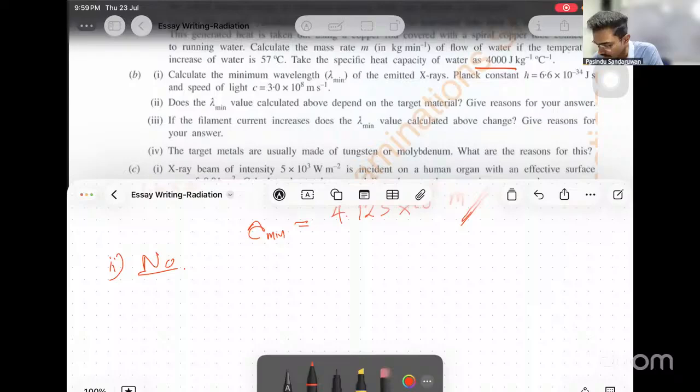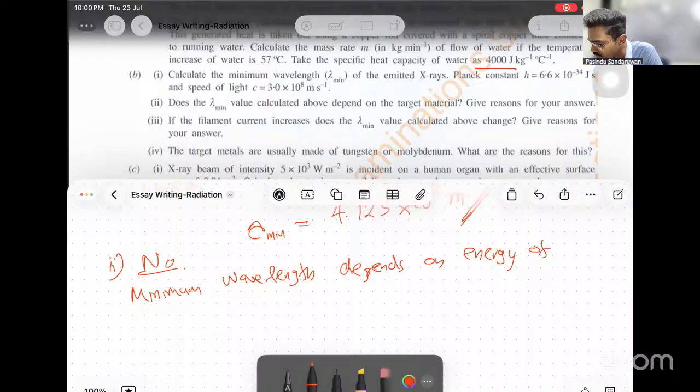So write down: minimum wavelength. This is unlike the photoelectric effect. That's why this question is asked, because in the photoelectric effect, lambda and frequency depend on the metal, but in X-rays, nothing such. Minimum wavelength depends on the energy of photons. It varies with potential difference.